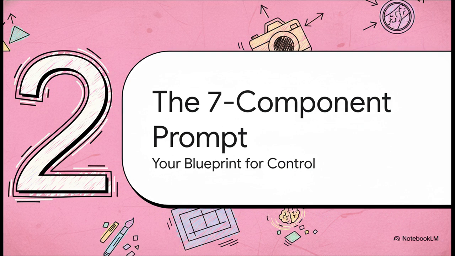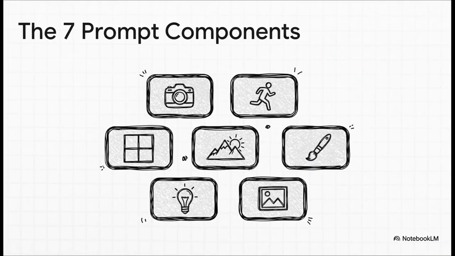Okay, so if we need to describe all these visual patterns, how in the world do we do that effectively and consistently? We need a system. A blueprint for control. And that's exactly what this 7-component toolkit is. Think of it like your checklist for building a production-ready prompt every single time. And here they are, the 7 magic ingredients.